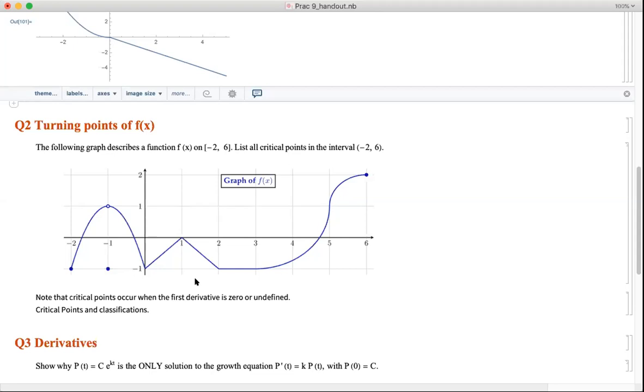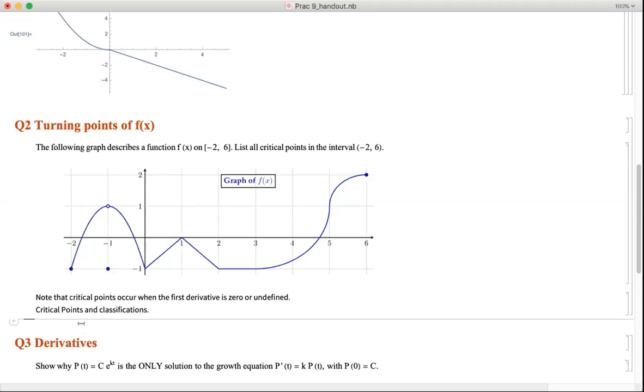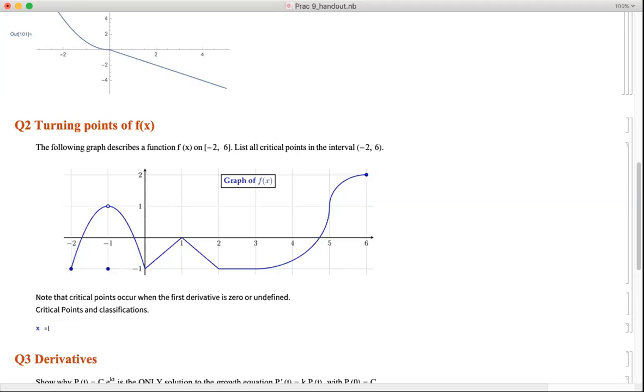And okay, by the way, at these points, at the corners, does the derivative exist or not? It does not exist. Okay. So at x equals -1, there is a critical point. X equals 0. Okay, at x equals -1, what type of critical point is that?